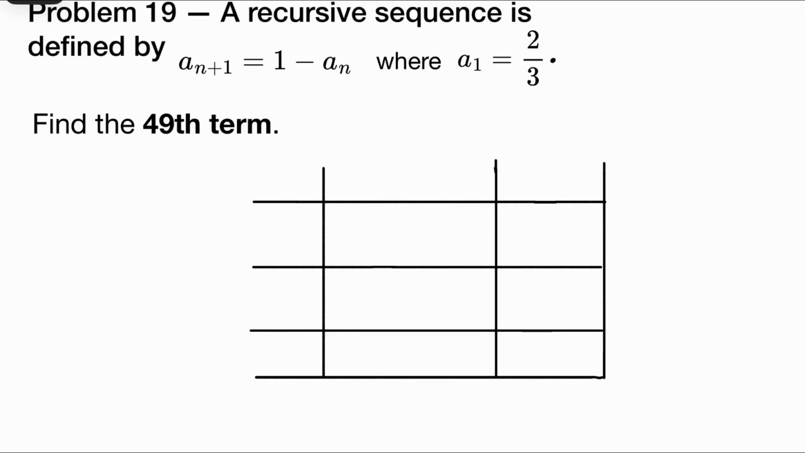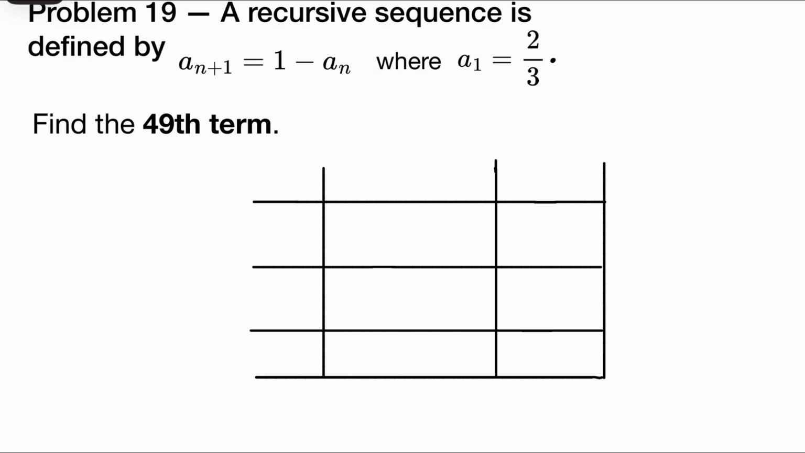In this video, we're going to look at a recursive sequence where each term is defined using the one before it. Our goal here today is to find the 49th term without listing all 49 terms. We're going to do it step by step so that it feels simple and predictable, nothing complicated.